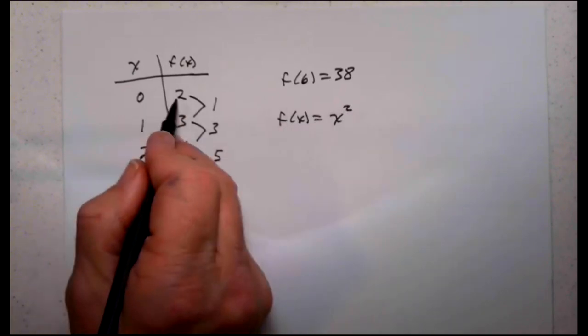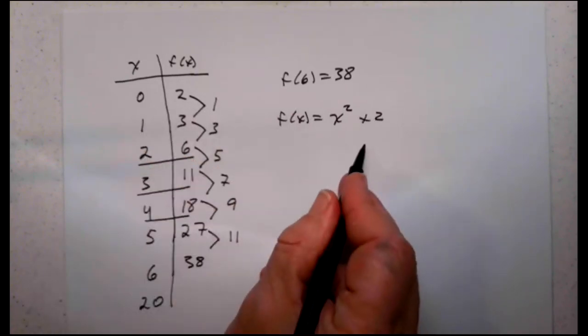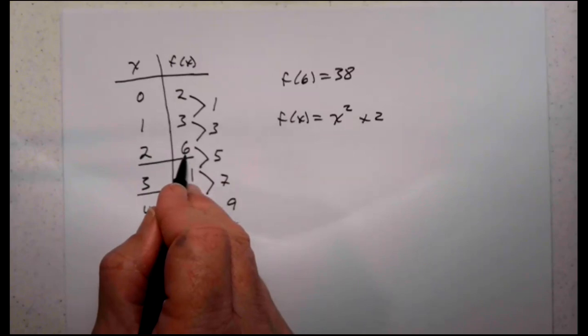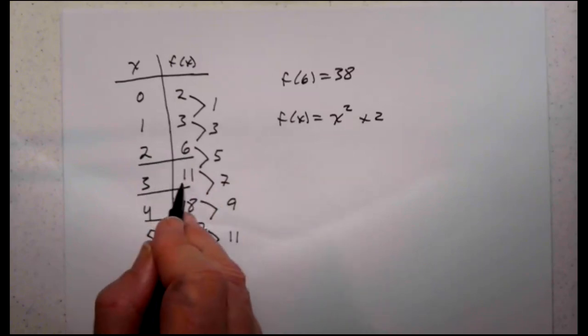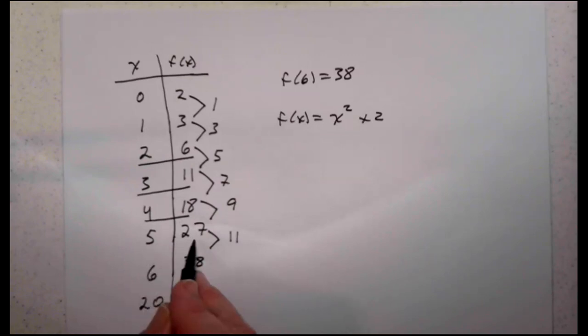0 squared is 0, I've got to add 2. 1 squared is 1, I've got to add 2 to get 3. 2 squared is 4, I've got to add 2, I get 6. 3 squared is 9, I've got to add 2, I get 11. 4 squared is 16, add 2 is 18. 5 squared is 25, add 2 is 27. 6 squared is 36, add 2 is 38.